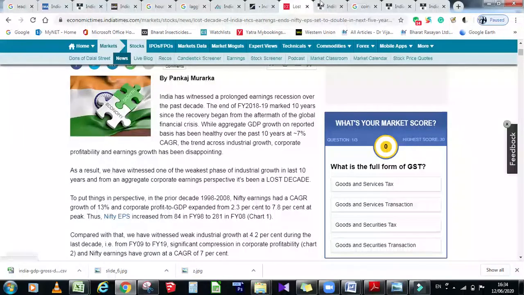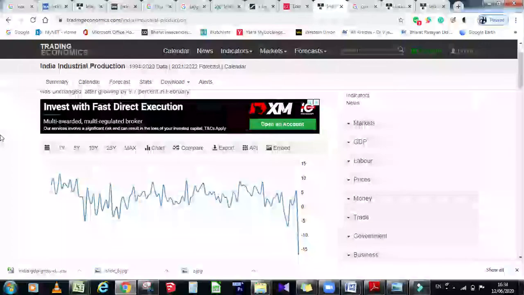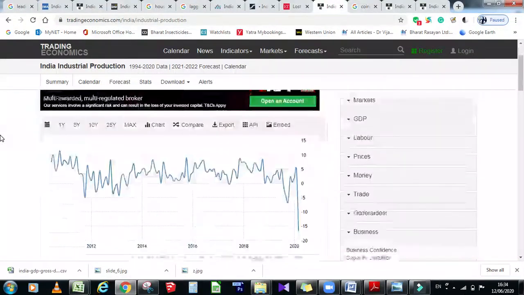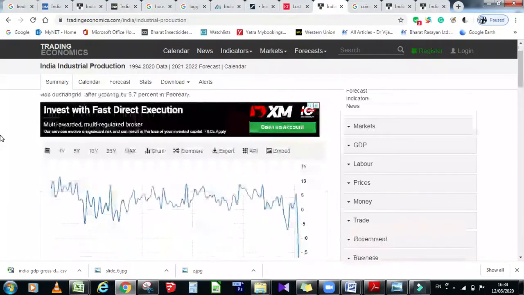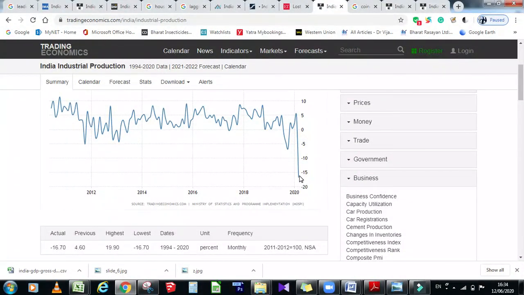The second indicator is India's industrial production, how much they are producing out of the factories. Due to COVID, it has been falling. From 2017 to 2018 there was a small downfall, but then it went very bad in COVID, and still it's almost fluctuating in a stable range. So you can analyze by yourself.